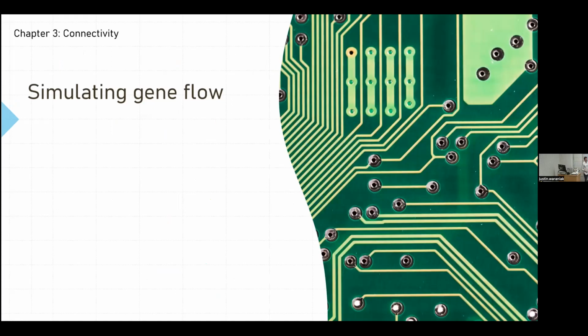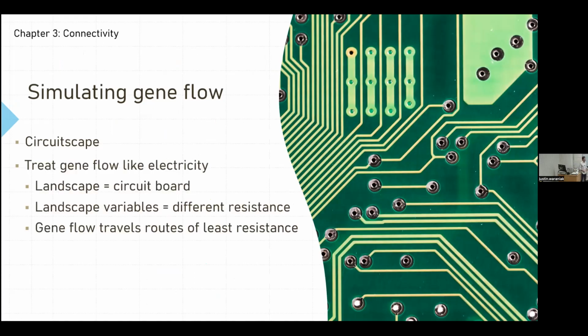And to do this analysis, we need to simulate gene flow, and we use this program called Circuitscape. The way this program works is that it treats gene flow like electricity. So you can think of our landscape as a circuit board. The landscape variables supply different resistance values in that circuit board. And then our gene flow is going to follow the routes of least resistance.